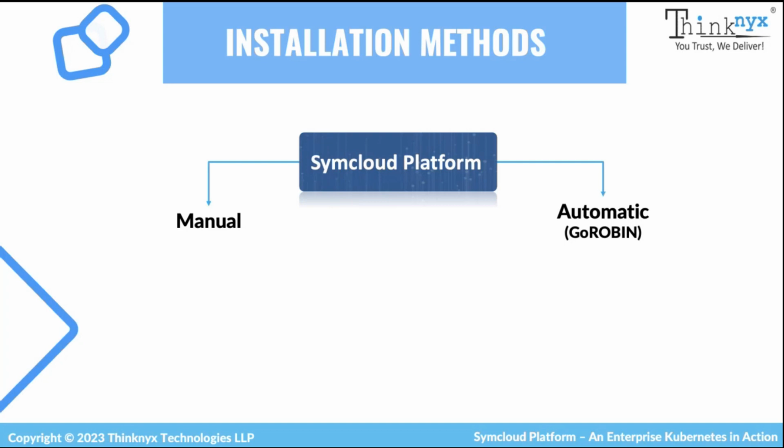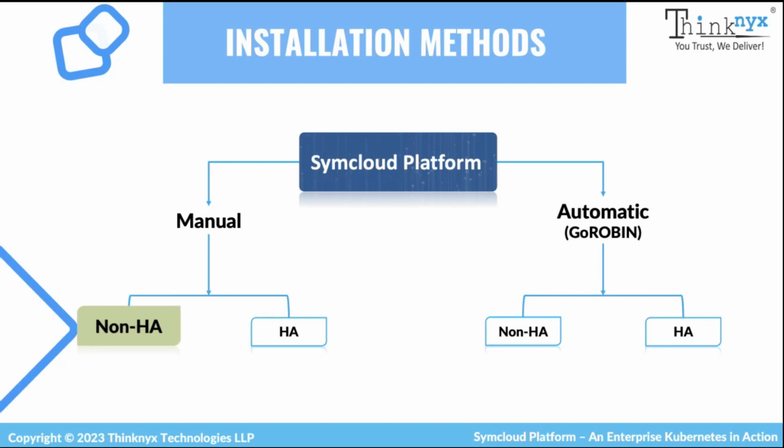So we can go with the manual approach or the automatic approach, and both of these approaches provide us two different ways to set up SymCloud platform. One is HA and one is non-HA. When we talk about POC, doing some testing, or creating dev or test environments, being cost effective, we can always go with a non-HA approach.